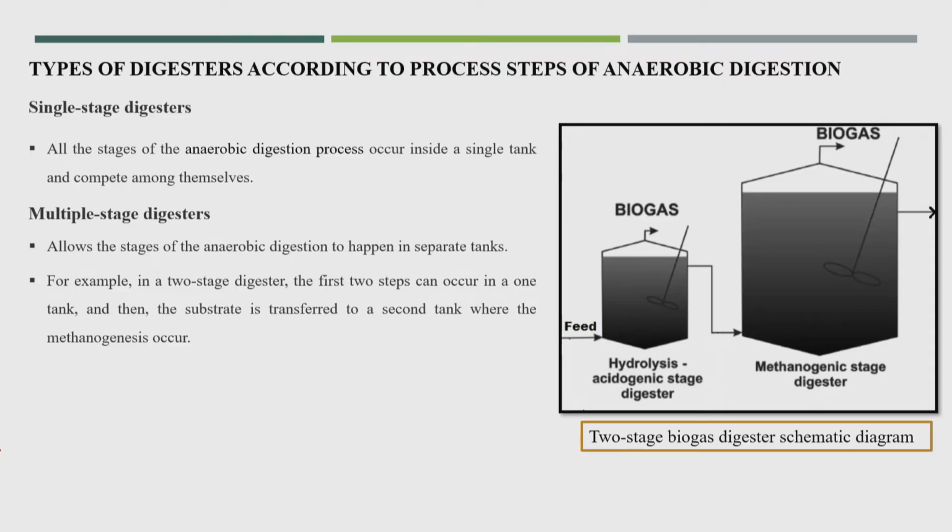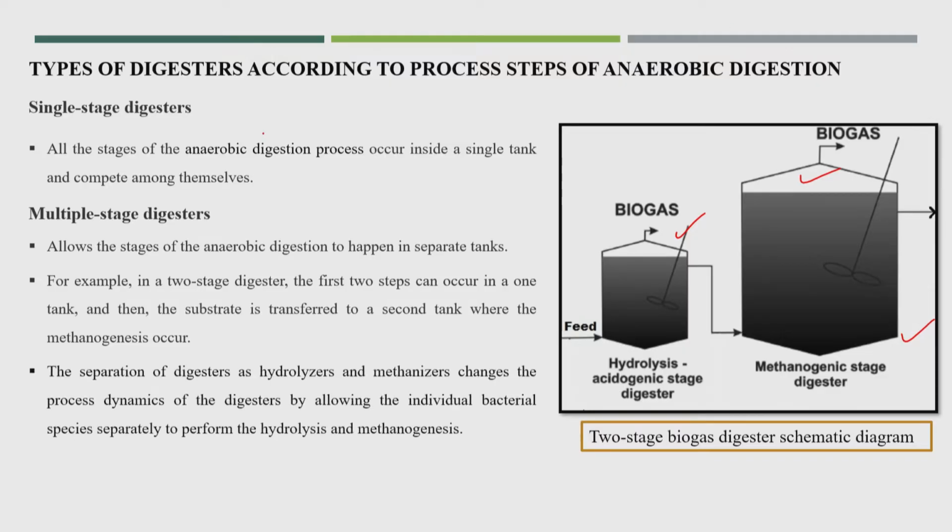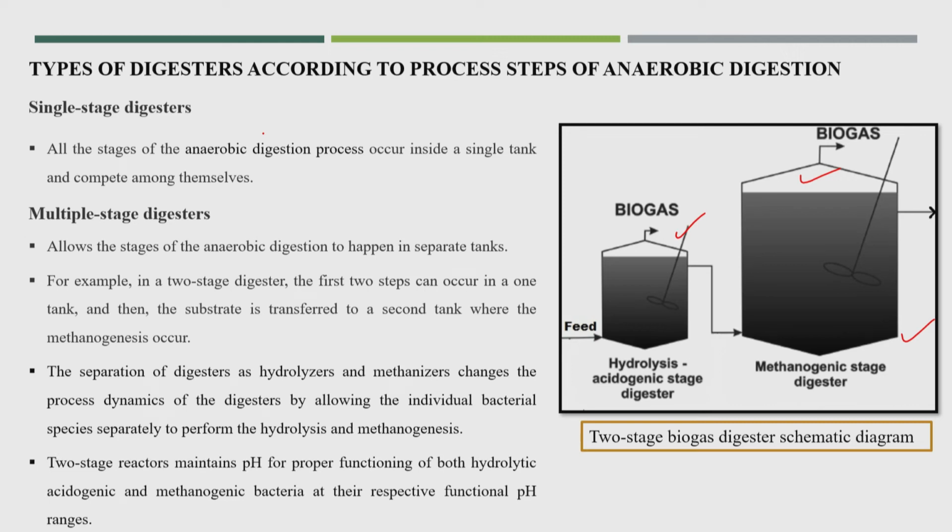So, here there will be 2 tanks. In the first tank, the hydrolysis and acidogenesis stages could take place, and in the next tank, the methanogenesis stage. The separation of the digester into hydrolysis and methanogenesis changes the process dynamics of the digester by allowing the individual bacterial species to perform the hydrolysis and methanogenesis separately.